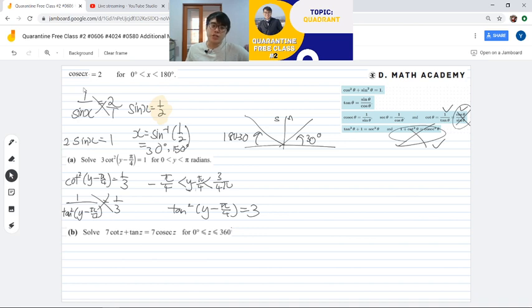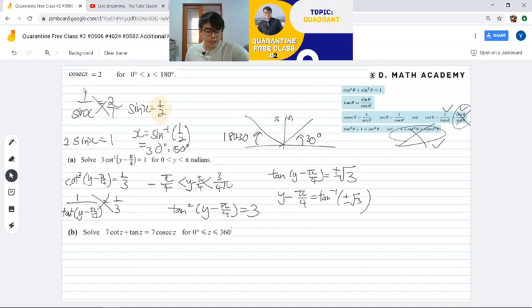Okay, if you reach this step, the logical next step is to get rid of the square by putting a square root. So remember, when you are removing the square, you are required to put plus minus square root. So you could get tangent y minus pi over 4 equals plus minus square root 3. And to get the exact answer, y minus pi over 4 equals tangent inverse plus minus square root 3. Okay, so let's key in your answer.